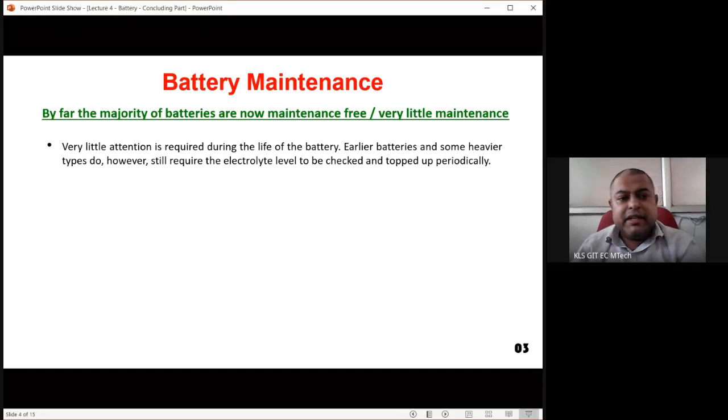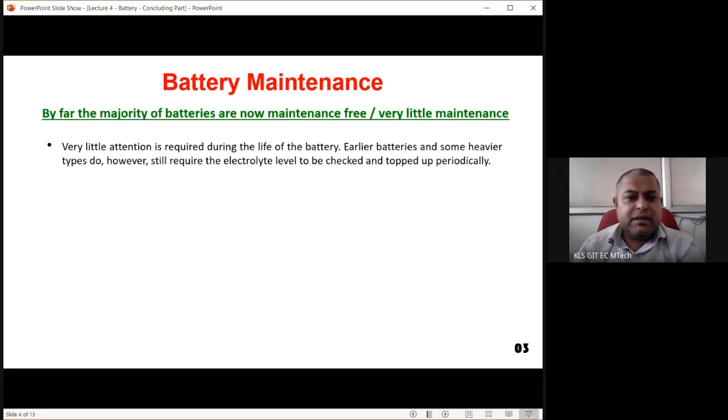So for battery maintenance, what is it said? Little attention is required during the life of the battery. Little attention means regular maintenance is not required, but we can check. We can be on our toes and check the battery voltage, the rating, and whether the battery is able to supply initial currents or not. All those things we have to check.